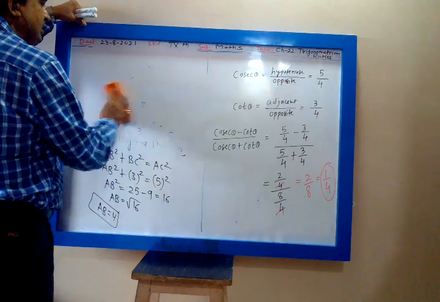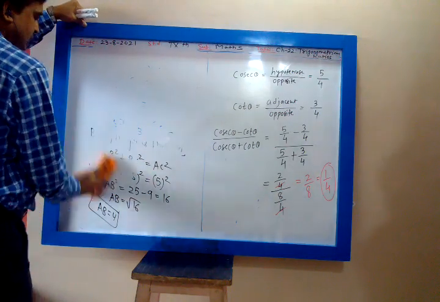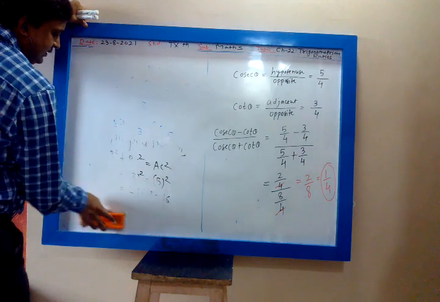Cosec theta minus cot theta upon cosec theta plus cot theta is 1 by 4.